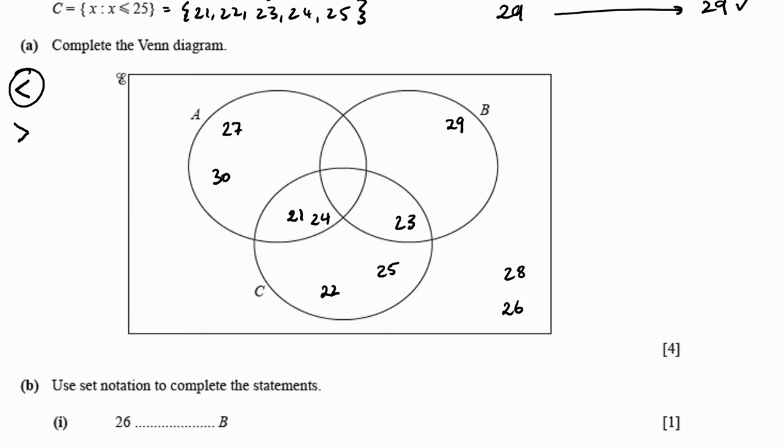26 something set B. 26 does not belong to set B. Now in set theory, the symbol for belongs is this little E symbol over here. And to say does not belong, we would put a cross through it.